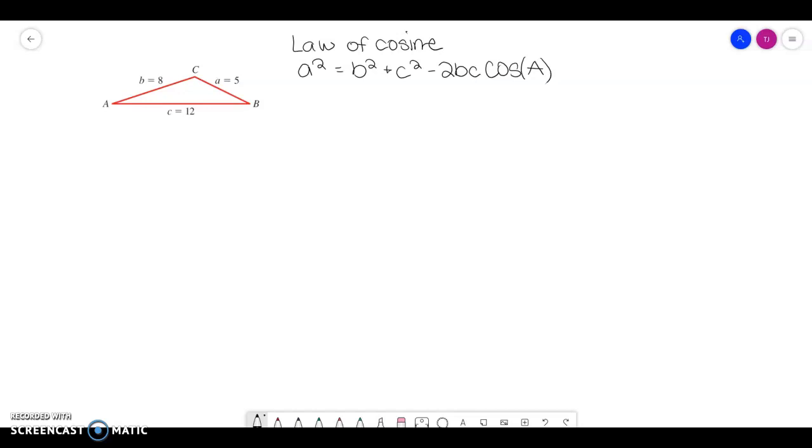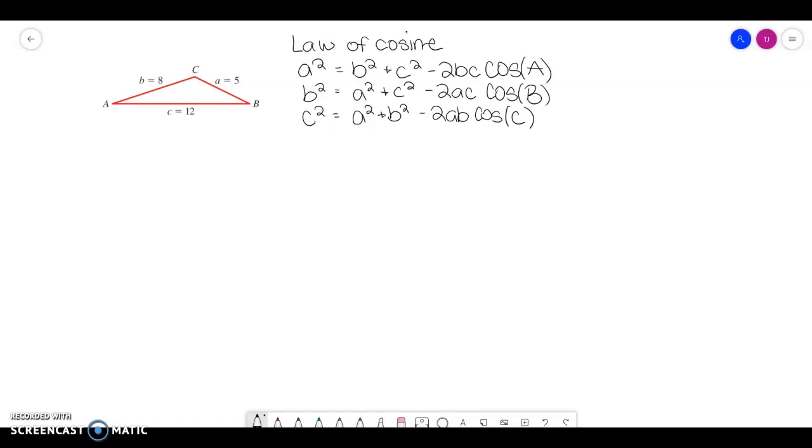It's just solving for a different side. And so instead of a squared, we're going to have b squared equals a squared plus c squared minus 2ac cosine of angle B. And our last version is c squared equals a squared plus b squared minus 2ab cosine of angle C. All right, so now that we have our formulas, let's see if we can solve for the missing angles of this triangle.